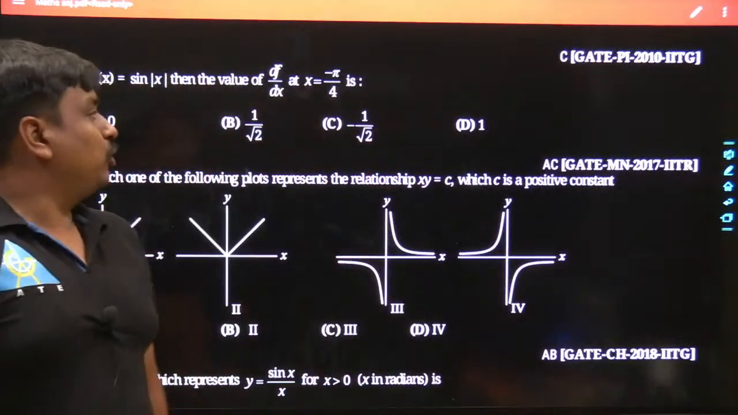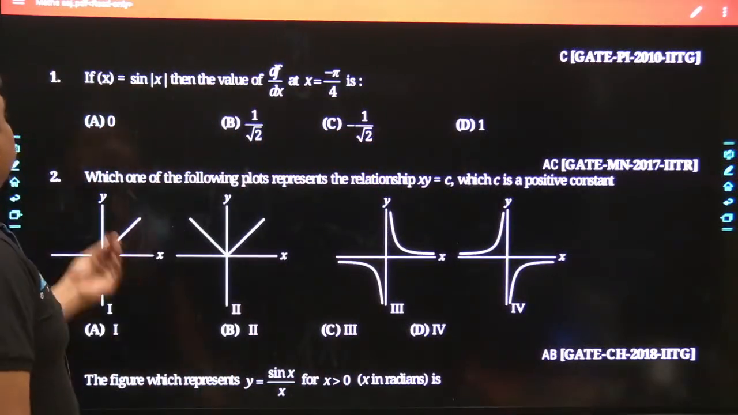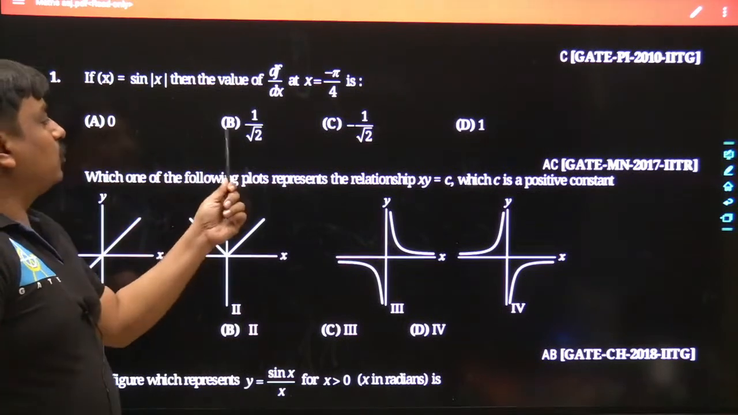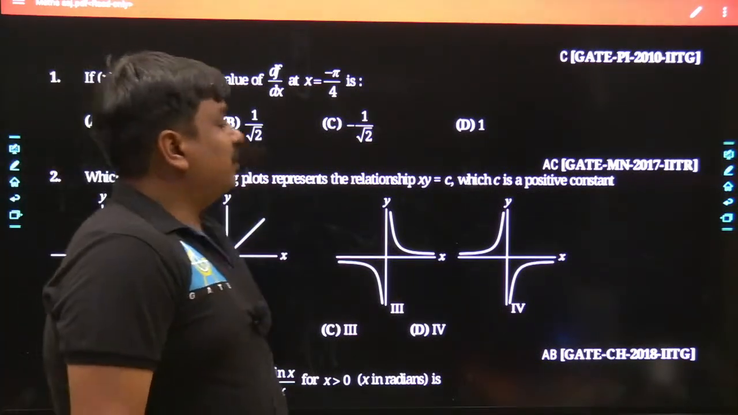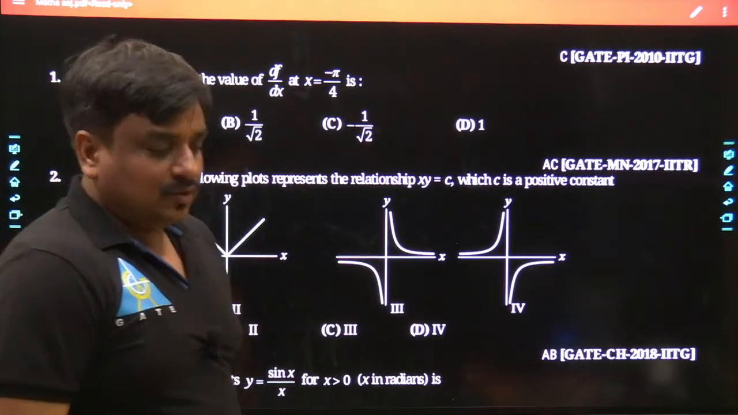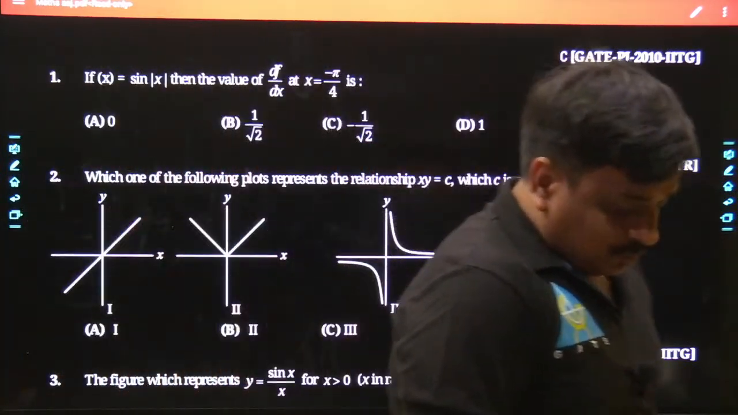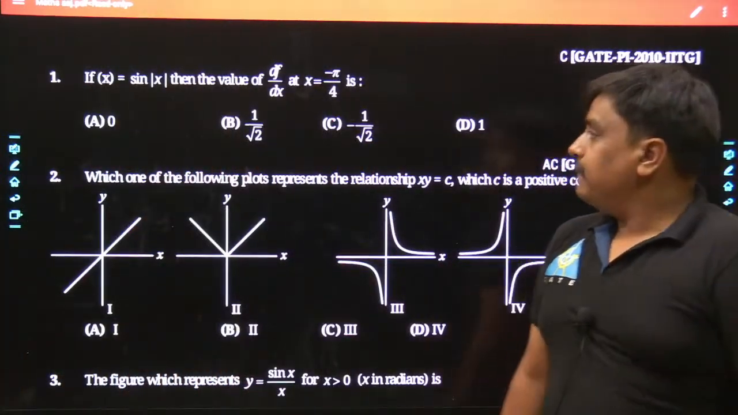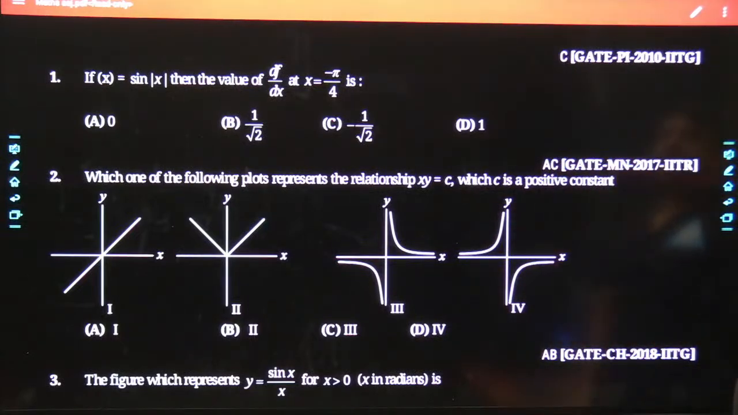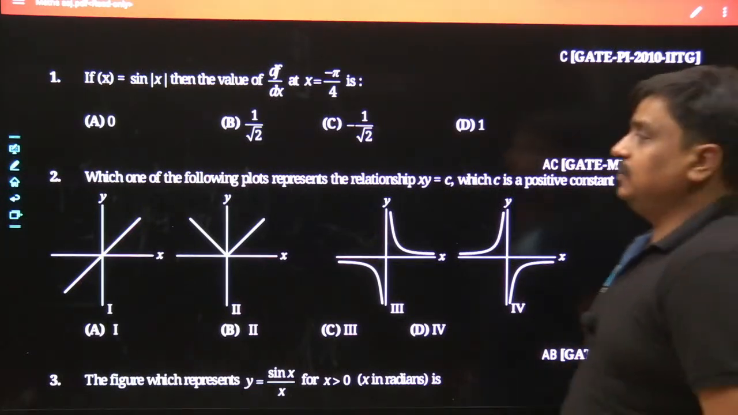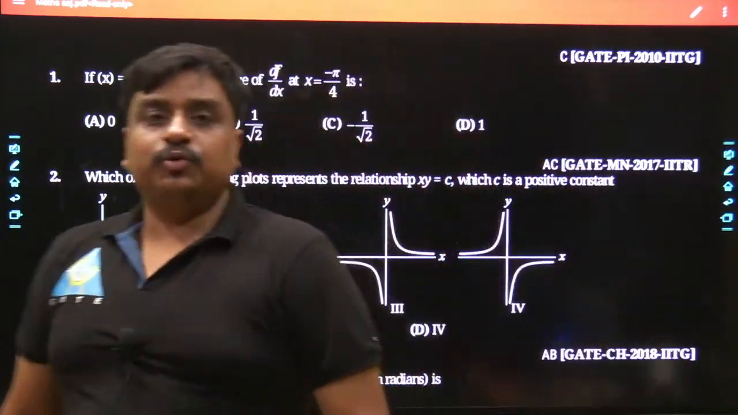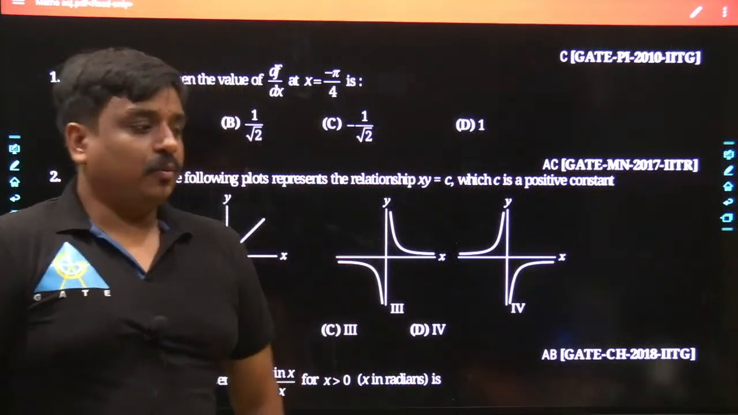There are 4 different options attached along with this problem. The first option is 0, the second is 1 upon root 2, the third is 1 upon root 2 with a minus sign, and the last one is 1. So tell me what would be the best answer for this particular problem. This problem came in GATE 2010, the question was framed by IIT Guwahati, and the branch was production engineering. Tell me what would be the best answer for this given problem.